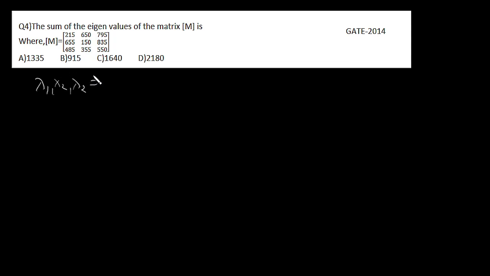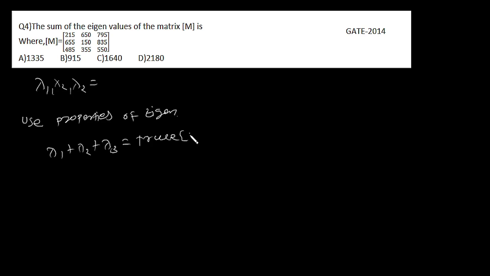To find out its sum, we simply use properties of eigenvalues, and we are going to use that the sum of all eigenvalues of this matrix, because it is a 3 cross 3 matrix, is equal to the trace of this matrix M. So let's find the trace of this matrix.